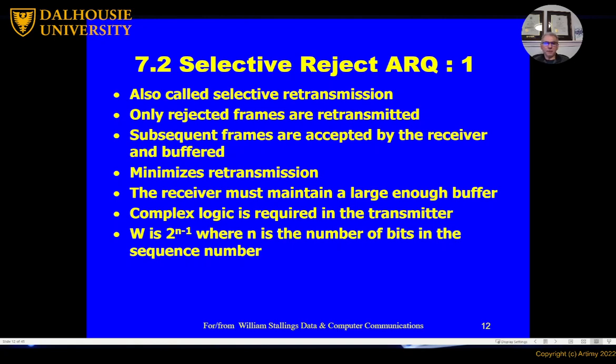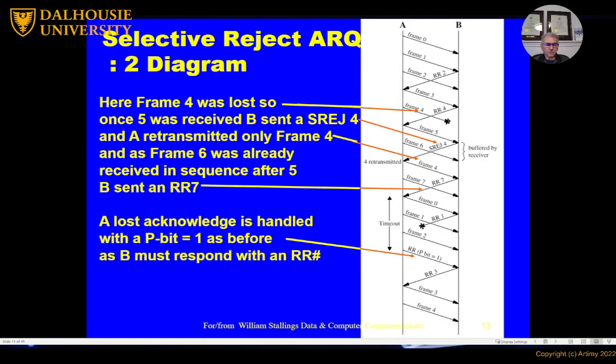If I have 3 bits, so n is 3, then in the previous case the window size is 2 to the power 3, which is 8, minus 1, which is 7. So the window has to be 7. Here, it's 2 to the power 2, which means 4. So the window size has to be almost half of that of go back N. So why is that?